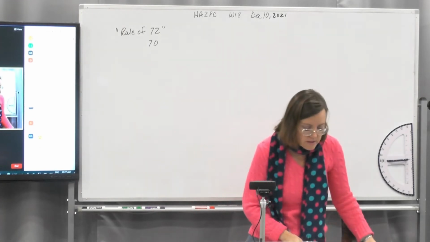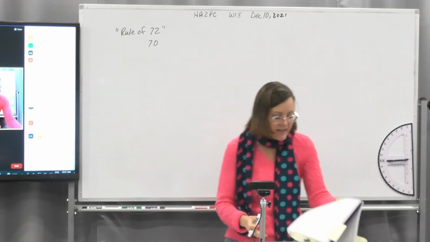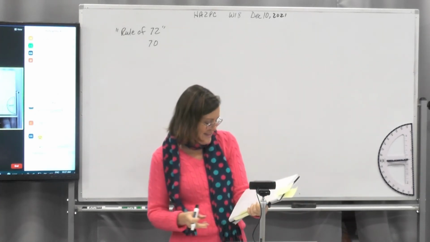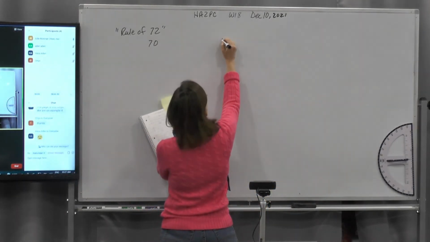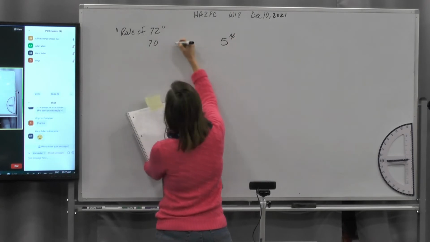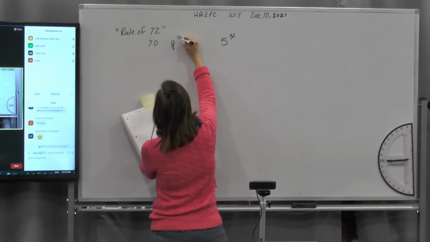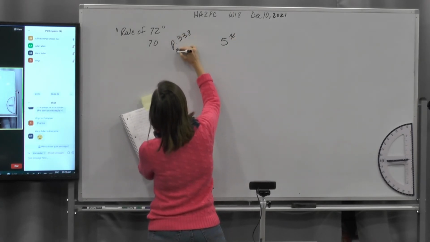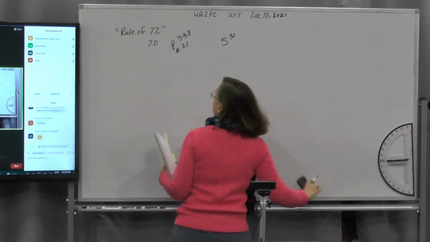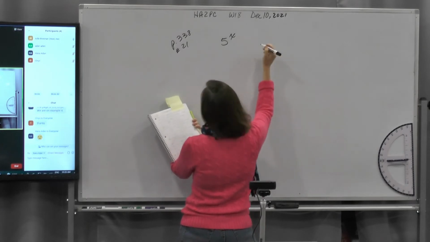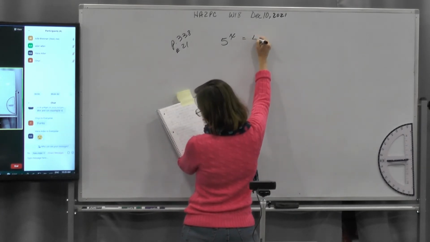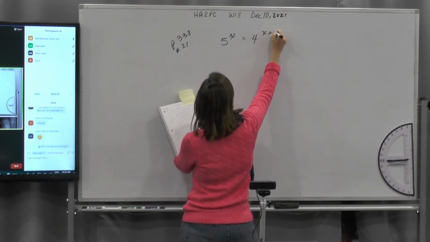We're just going to work a few problems here, including one more type that we have not worked yet. This is page 338, number 21. 5 to the x is equal to 4 to the x plus 1.